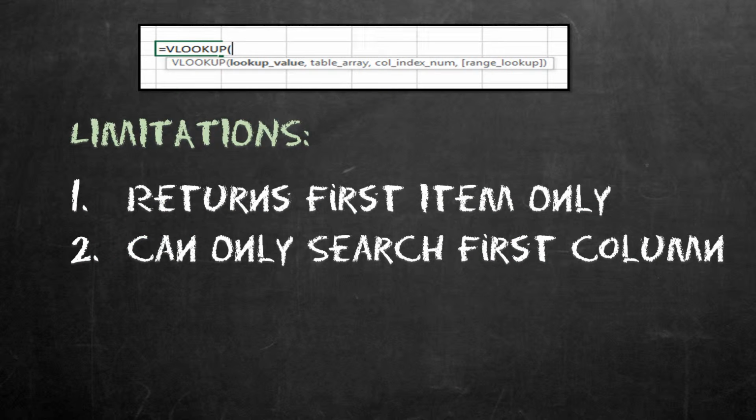Although the VLOOKUP function can be an extremely helpful formula, it does have some limitations. First, it only returns the first item it finds. In the dictionary example, if you're working down the list trying to find the word, and that word was listed twice, it would only ever return the first one. The second limitation is that it can only search in the first column of the table array that you designate, so it will always search for the item you're looking for in the first column.